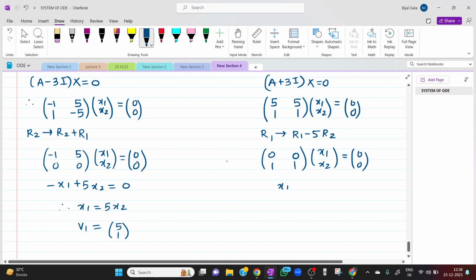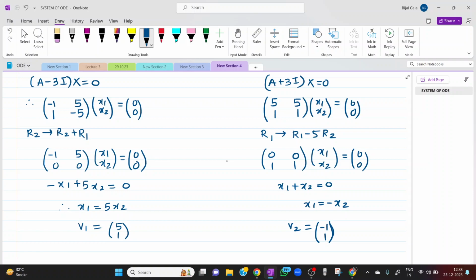And this gives me x1 plus x2 is 0, which means x1 is equal to negative x2. So your v2 would be equal to negative 1, plus 1. Or you can write plus 1, minus 1, no problem. Okay, your eigenvectors can vary depending on what you take your assumption as.